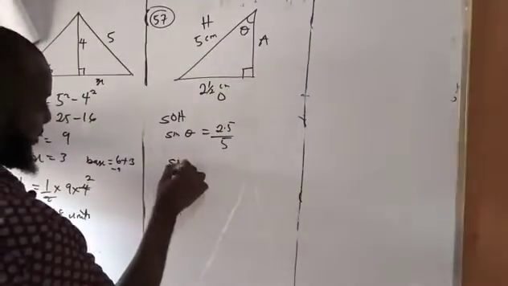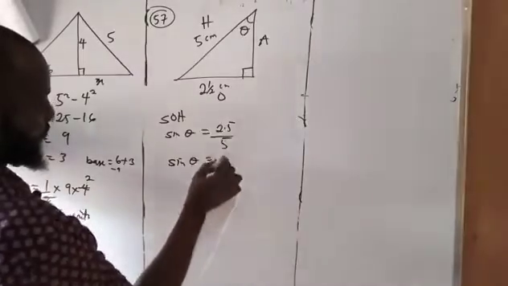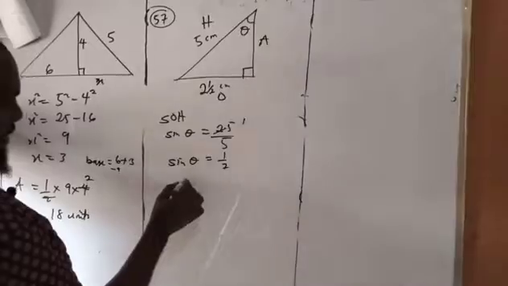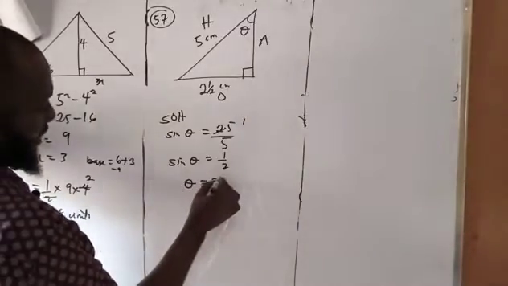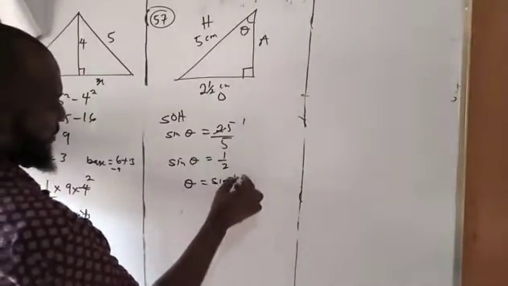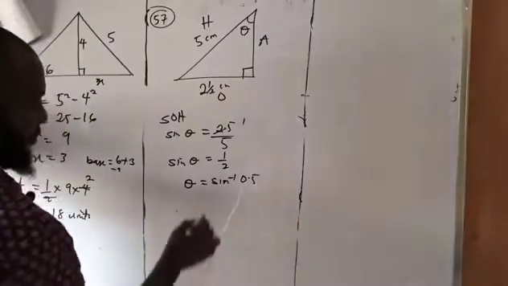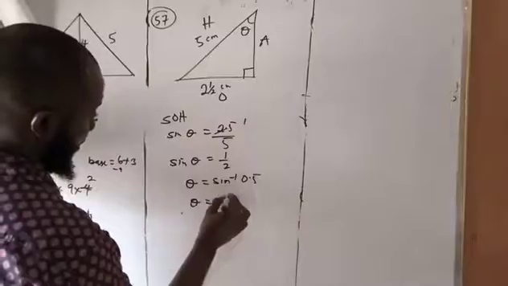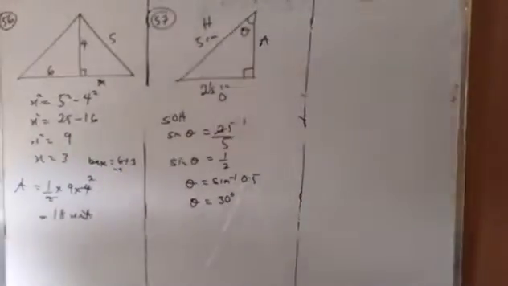That is sine theta equals 2.5 over 5, which is a half. So theta equals arc sine 0.5, which when you use your calculator, you get 30 degrees. That is 30 degrees.